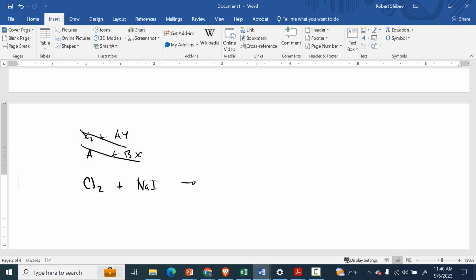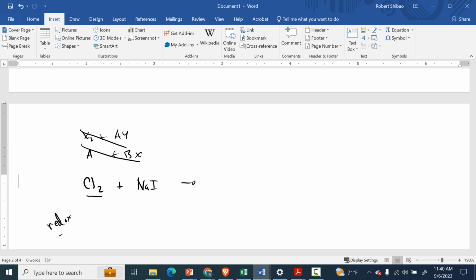Well, we aren't going to do metathesis because chlorine is molecular and it doesn't hydrolyze to any significant extent. So we don't expect it. Chlorine does react with water, but it's a redox reaction. So what we're going to do with this one is we'll try redox. I want to try redox because chlorine is a strong oxidizer.